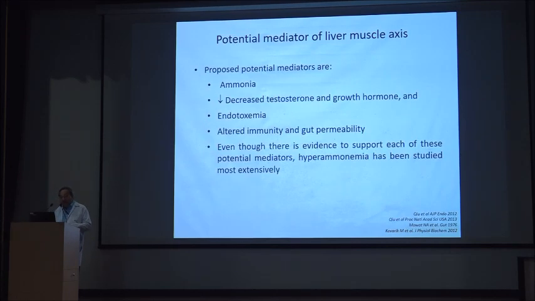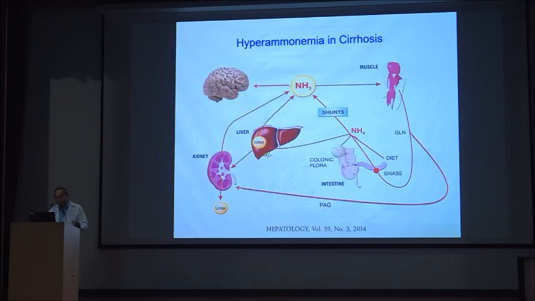So what are the potential mediators of the liver-muscle axis? The proposed potential mediators are ammonia, the most studied, decreased testosterone and growth hormones, endotoxemia, altered immunity and gut permeability. Even though there is evidence to support each of these potential mediators, hyperammonemia has been studied most extensively in chronic liver disease. What happens where this ammonia is produced?